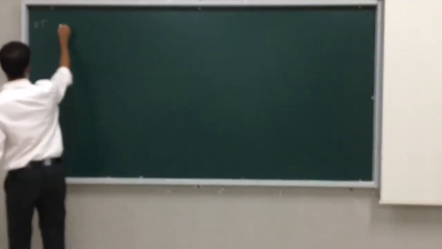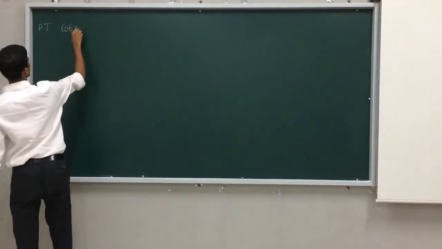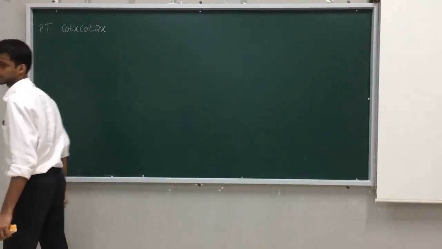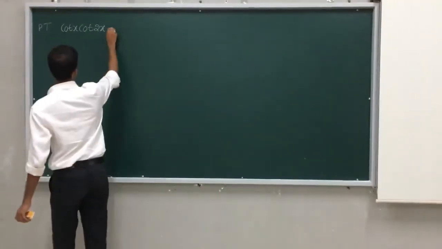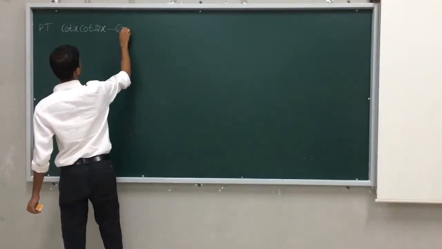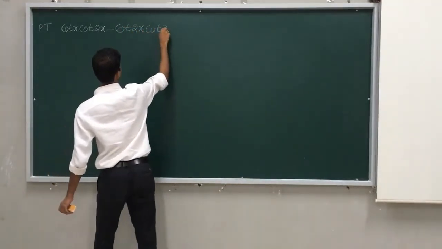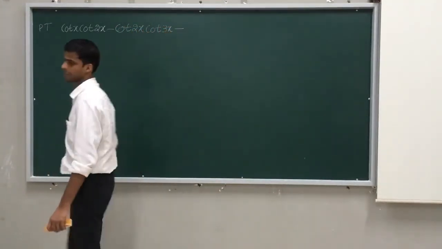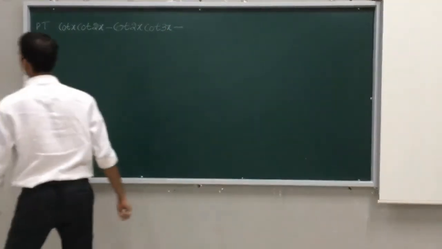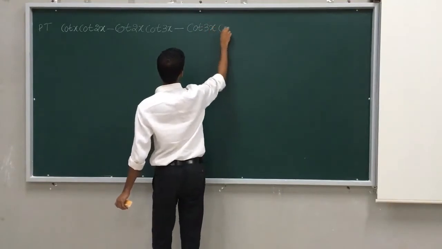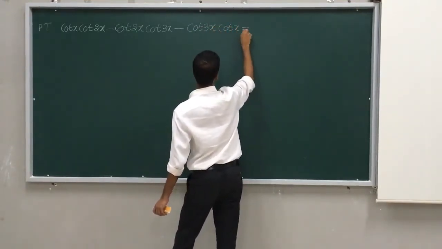cot x cot 2x minus cot 2x cot 3x minus cot 3x cot x equals 1.